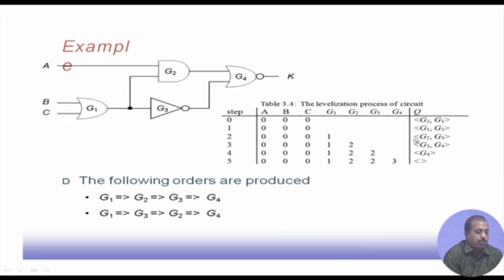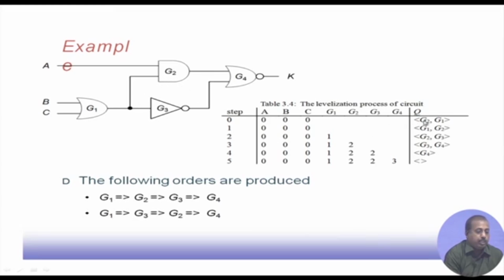So, if G1 is picked up, then at the next level, G1 will be assigned level 1, and G1's fan out is G2 and G3. G2 is already there, so G3 will be picked up. You see that G2 was in the queue, and since G2 is listed earlier in the queue, it might have so happened that G2 is picked up before G1 for leveling.